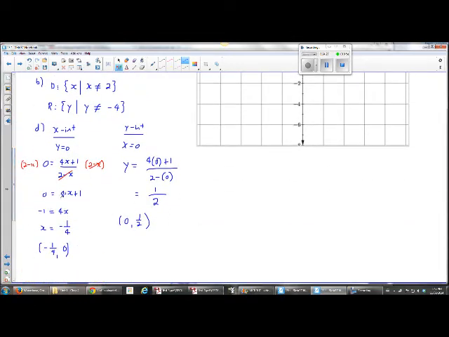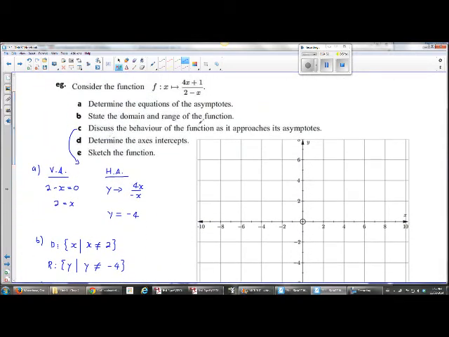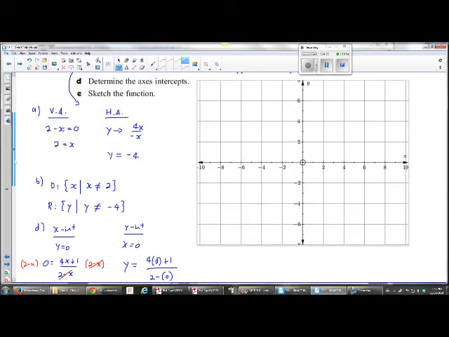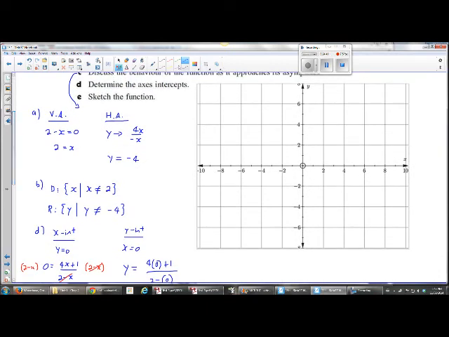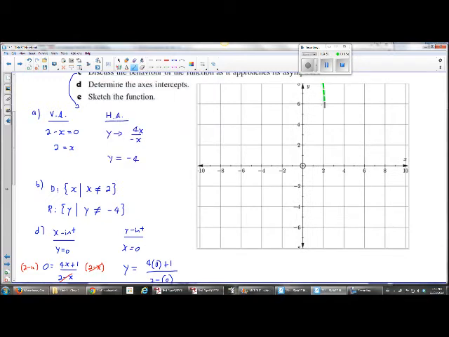So let's see if I can get the lines to work for the asymptotes. So we'll take a line, make it green, and we'll make it thick-ish and a dashed line. And so the vertical asymptote is when x equals 2. So I'll just draw this hopefully as straight as possible. So that is the vertical asymptote, and we'll label that as x equals 2.